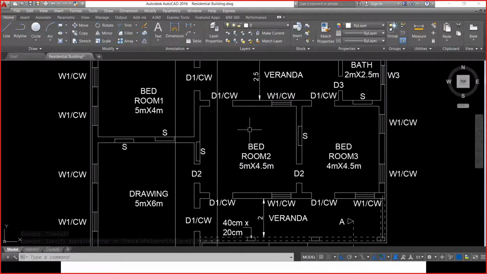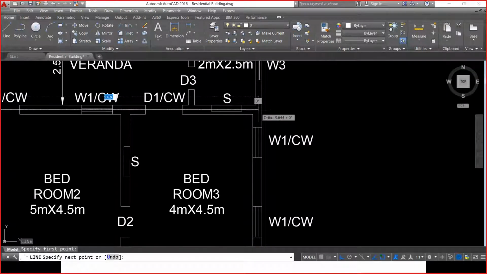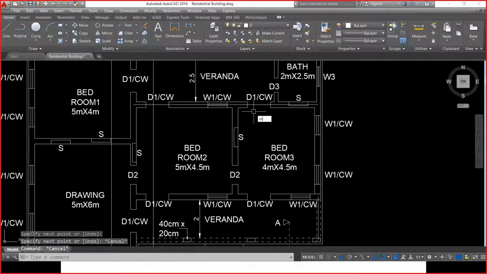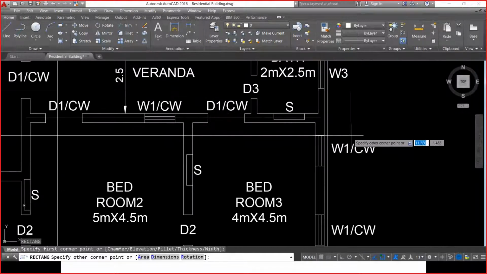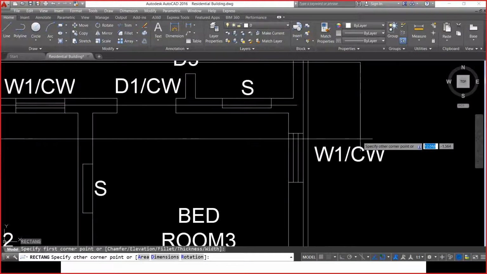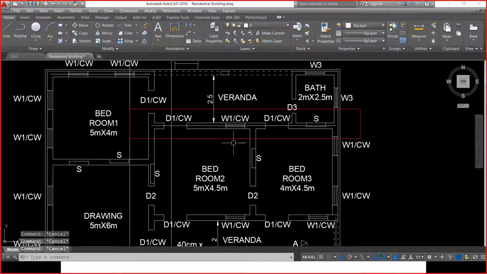Now I need to calculate the length. So length, I have calculated center to center distance from here to here. Now I need to draw the rectangle, for which, let us say, this is how I have to lay the lime concrete.